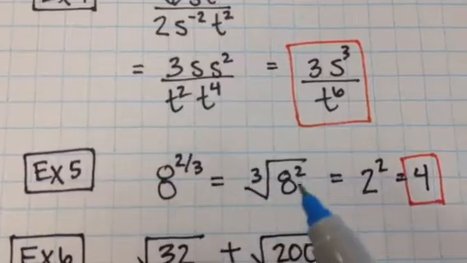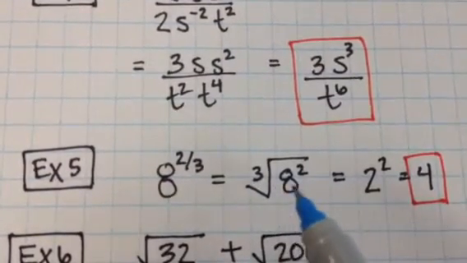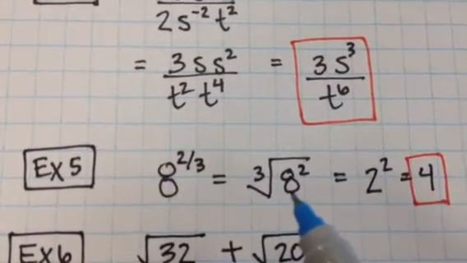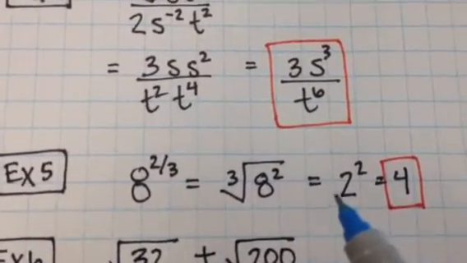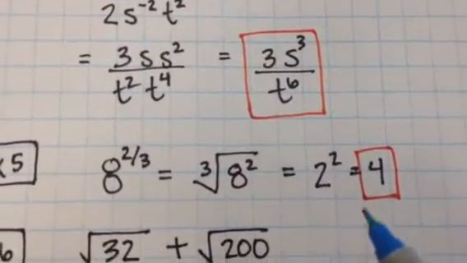Now, once you get here, it's probably going to be easier to take the cube root of 8 first, because it's going to get small. The cube root of 8 is 2. And then you square it, and you get 4.